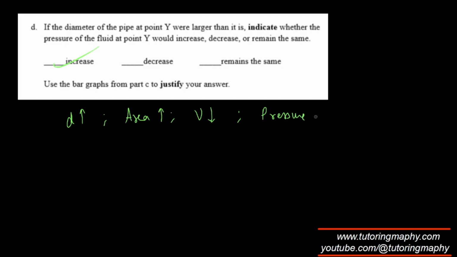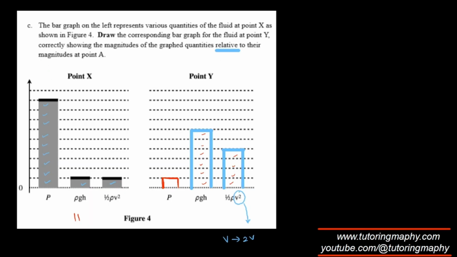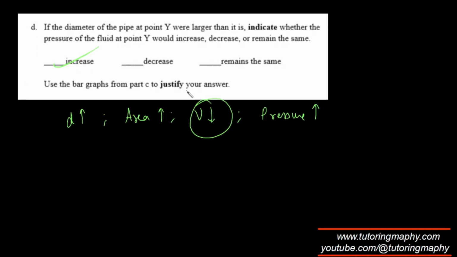Another way is, they are asking us to use the bar graphs from C to justify. So we can do that. Velocity decreases, right? So if the velocity decreases, obviously this bar will decrease. And height is not changing anyway. So if this bar decreases, to maintain the same number of blocks, this height should increase, right? So this height has to increase, which is the external pressure. So that's a way in which you can use C to say that the pressure actually increases.